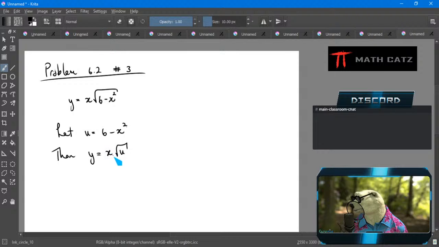Well, there's still an x here, right? That x doesn't have any obvious way of being changed into a u. It'd be different if that x wasn't there. Then it's a straightforward chain rule. But that x is there.